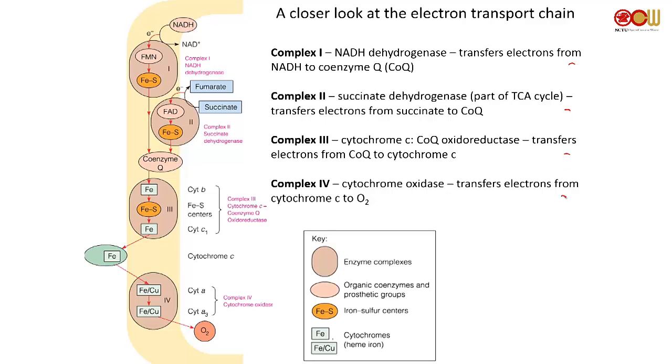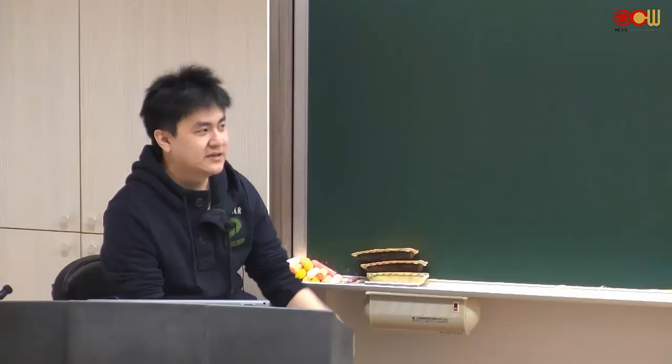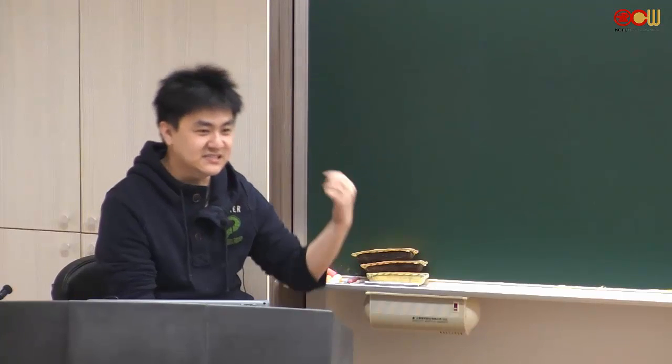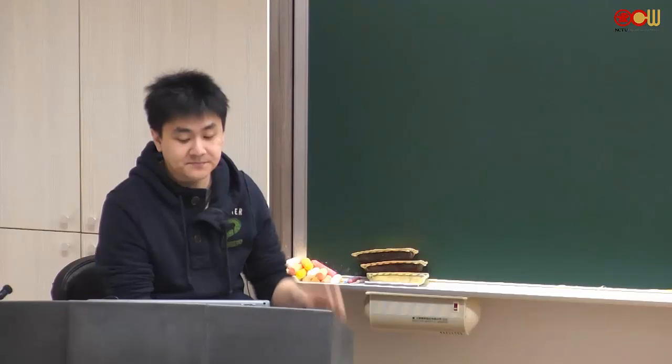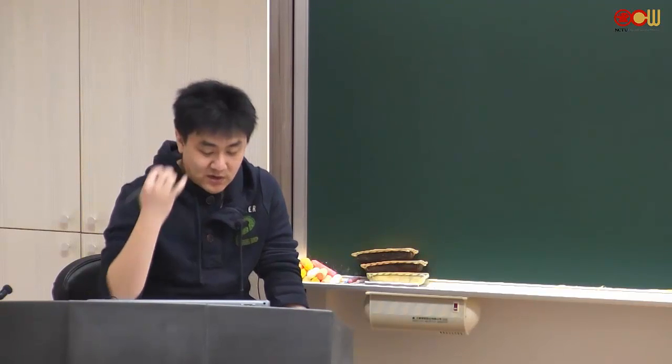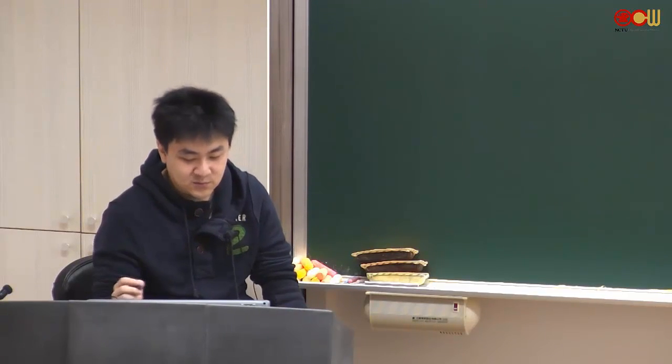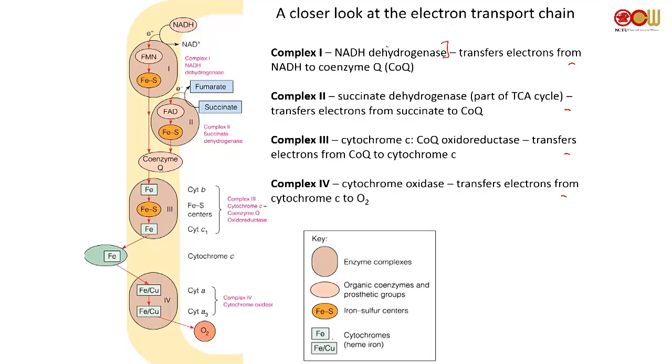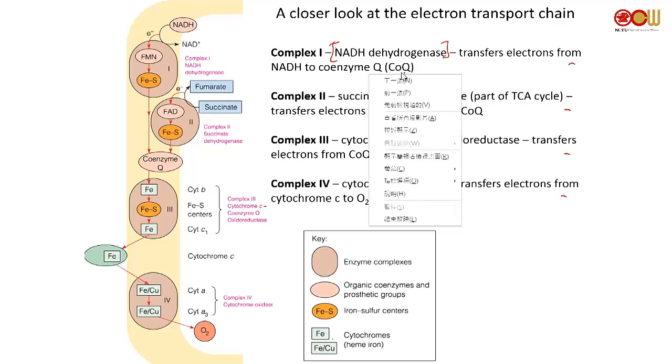Complex 5, ATP synthase, we usually leave at the very end because it's not exactly in the ETC, because it does not take electrons, so we don't consider that as part of the ETC. All right, so complex 1 is actually called NADH dehydrogenase because it's doing a dehydrogenation reaction on NADH. So you take out the H2 from NADH and you put them onto essentially coenzyme Q.